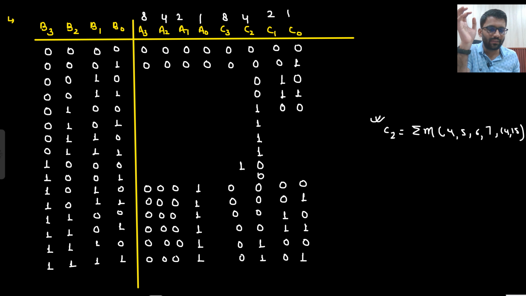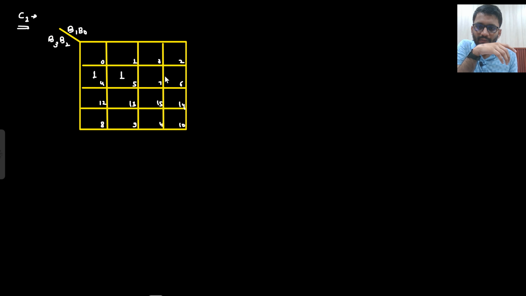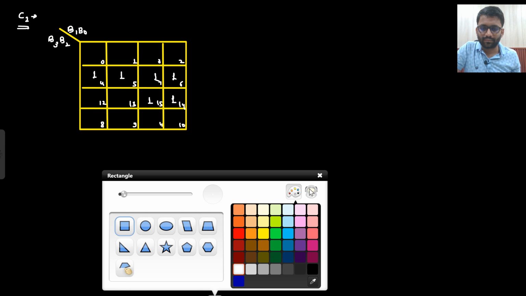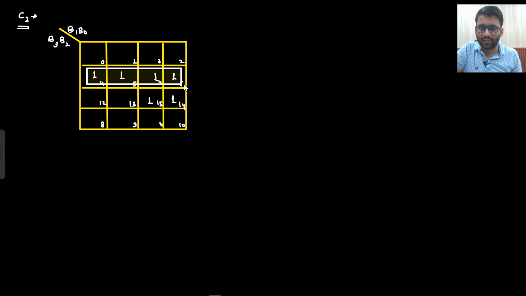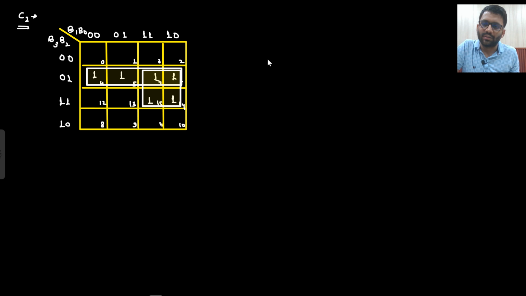Okay. So 4, 5, 6, 7, 14, 15. Right? Yeah. So very easily we can see this is a quad here. I can use a different color. This is a quad here and this is a quad here.